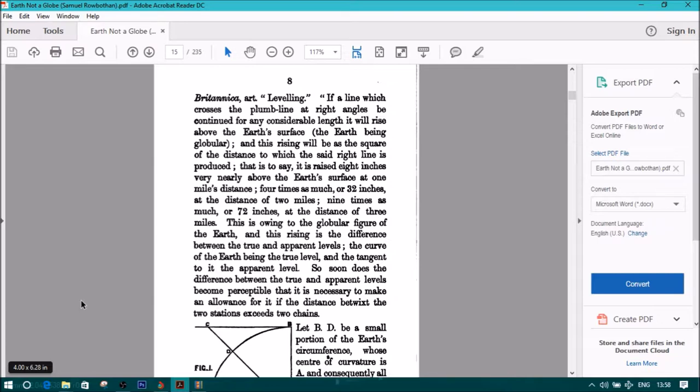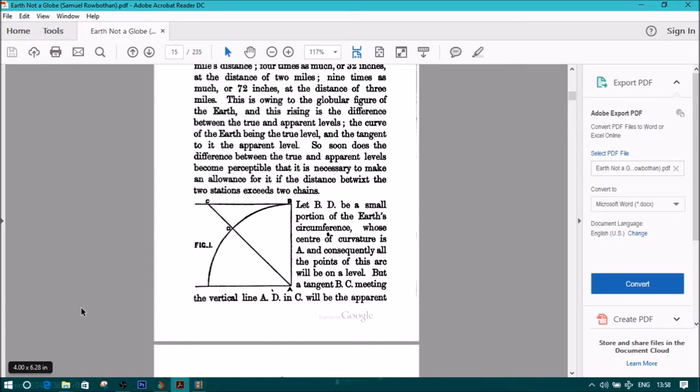This is owing to the globular figure of the earth, and this raising is the difference between the true and apparent levels, the curve of the earth being the true level, and the tangent to it the apparent level. So soon does the difference between the true and apparent levels become perceptible that it is unnecessary to make an allowance for it if the distance betwixt the two stations exceeds 2 chains. Picture 1.